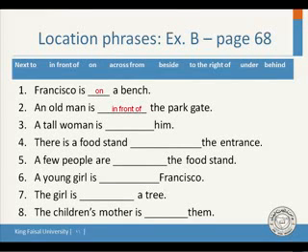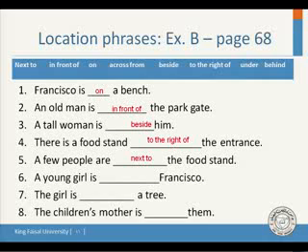A tall woman is what? Beside him, beside, next to. There is a food stand to the right of the entrance. When you enter the gate, the food stand is to the right. A few people are next to the food stand. This is the food stand, and these are some people here. They are next to each other.